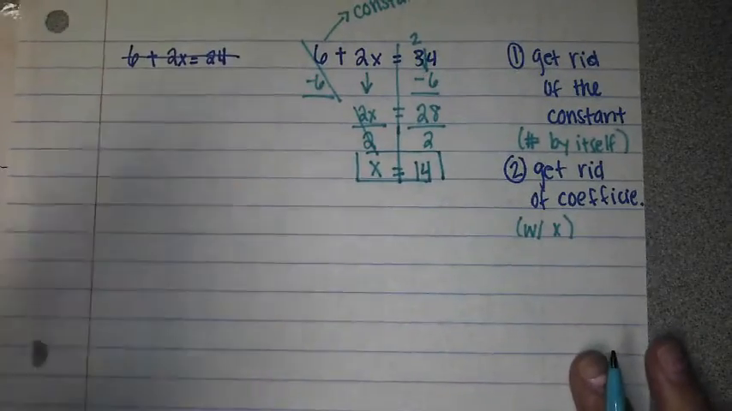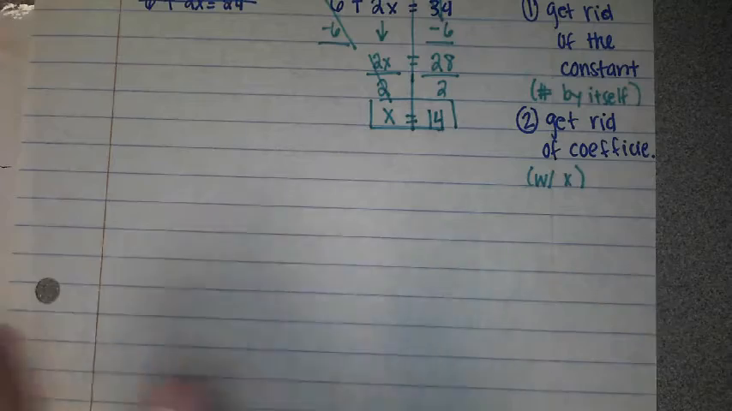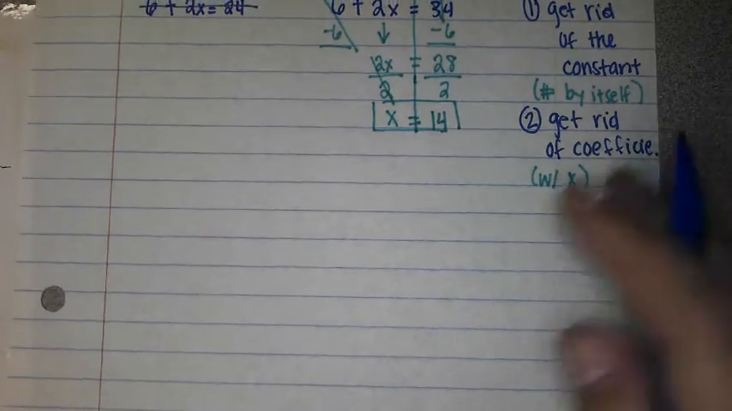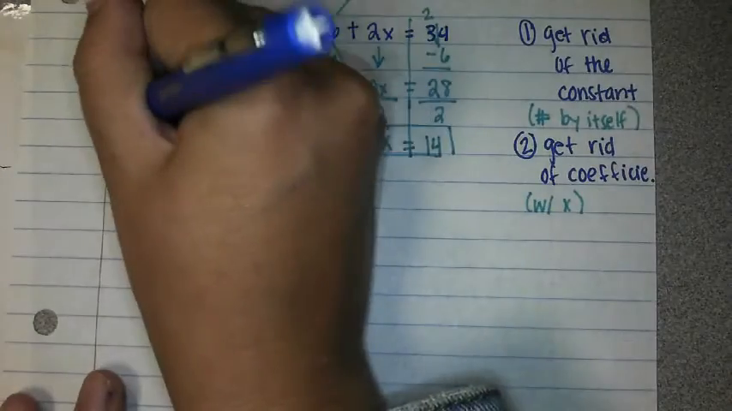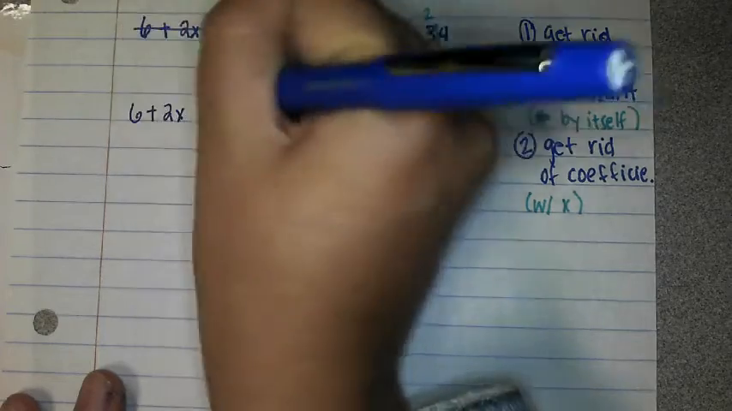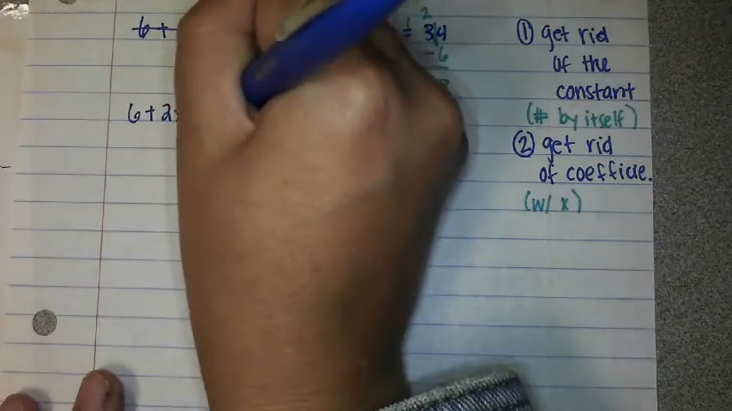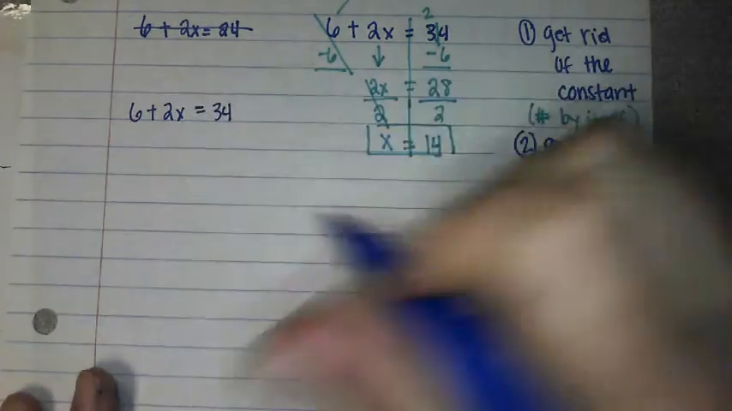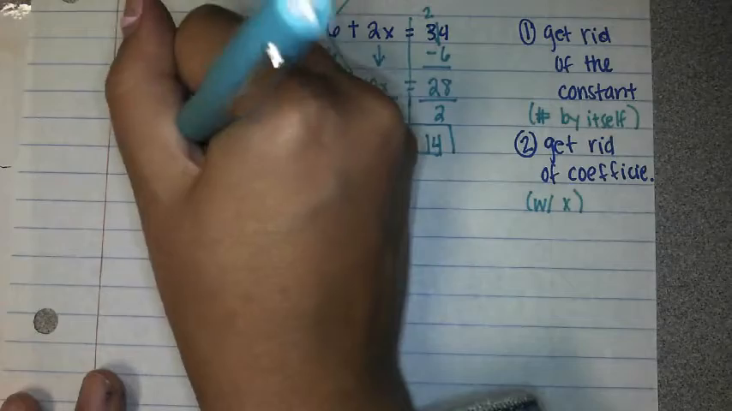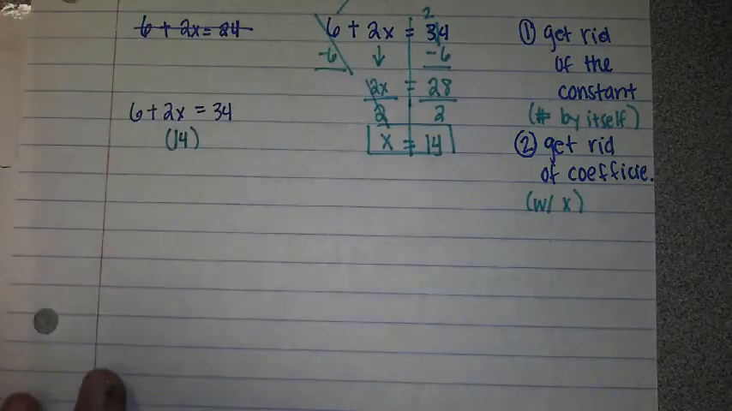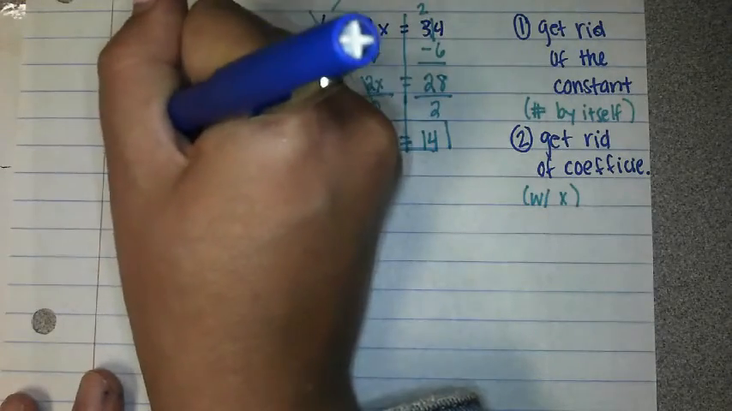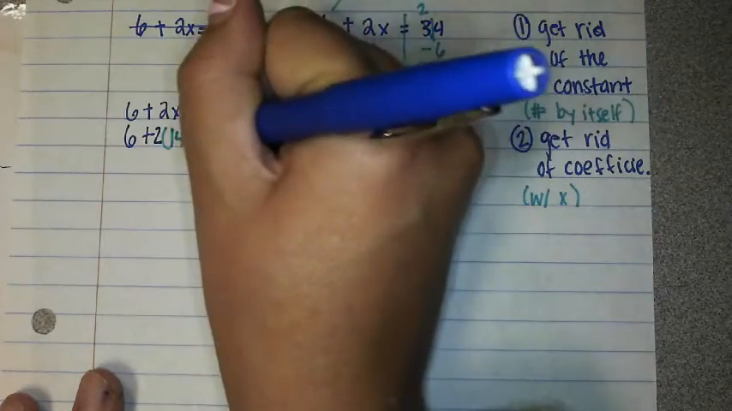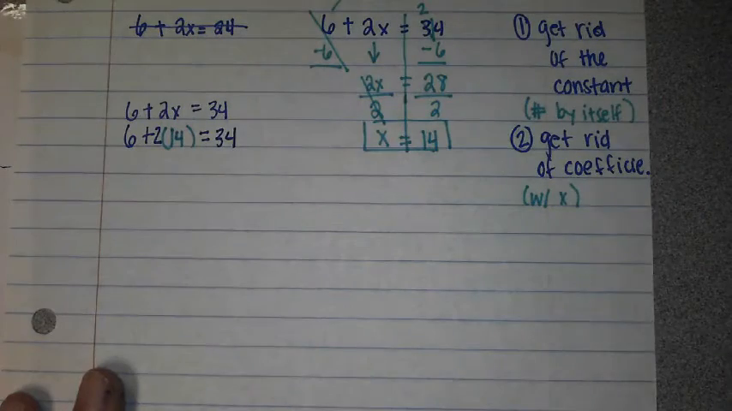Now you need to be aware of how you can check your answers. So I'm going to take 6 plus 2x equals 34, and I'm going to plug in what I think x is. I think x is 14, so I'm going to plug 14 in for that x, and I'm going to solve it. So this is going to be 6 plus 2 times 14 equals 34. And you solve it like normal.